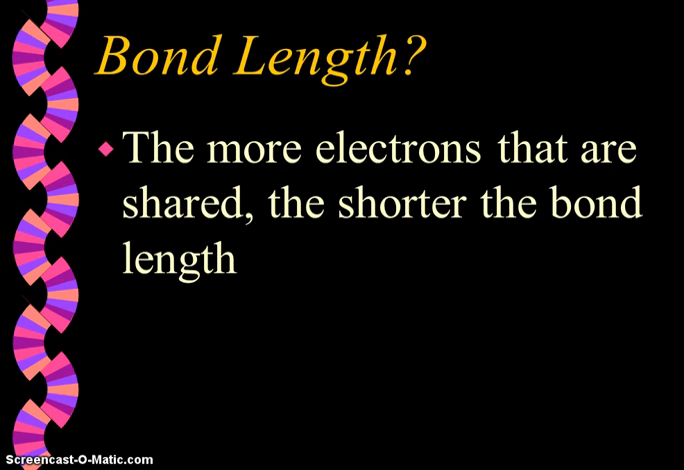So bond length is the distance between two covalently bonded atoms. The more electrons that are shared, the shorter the bond length. So a single bond is longer than a double bond, and a double bond is longer than a triple bond.